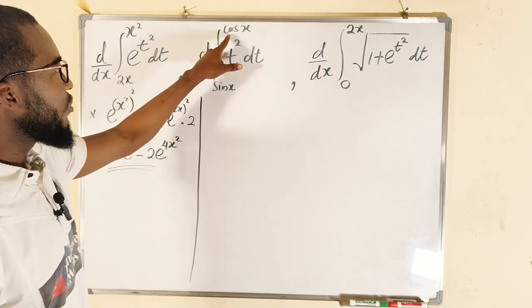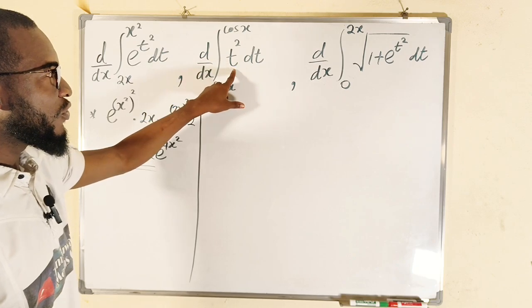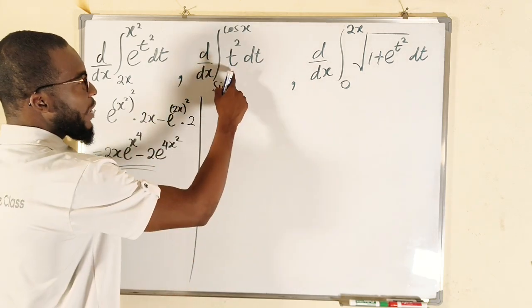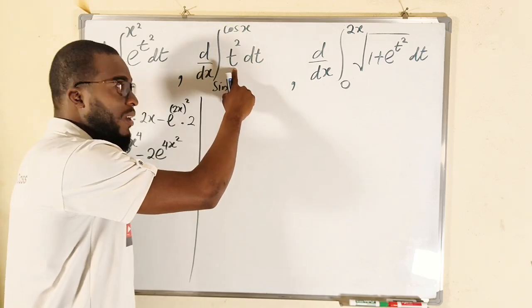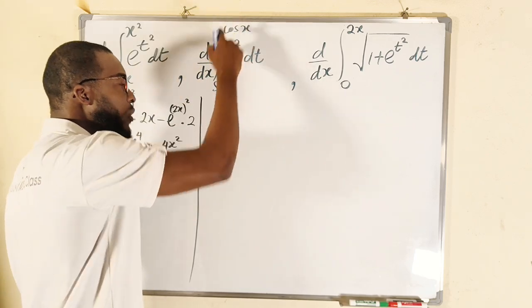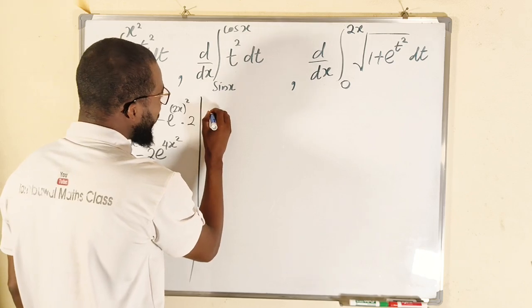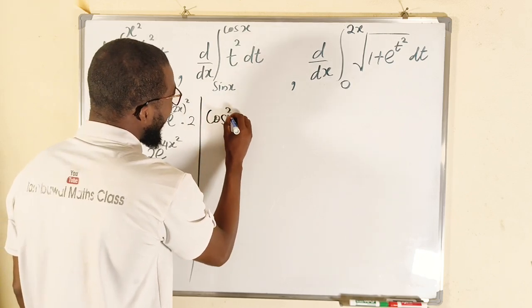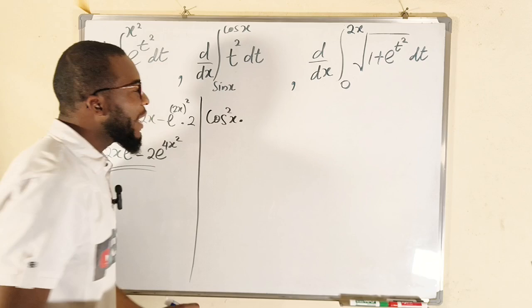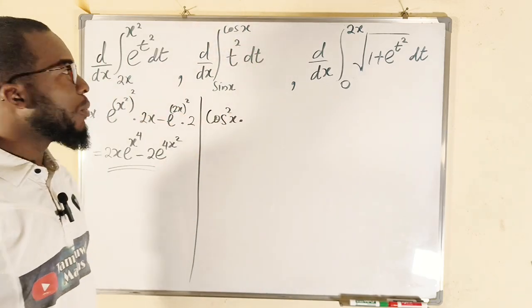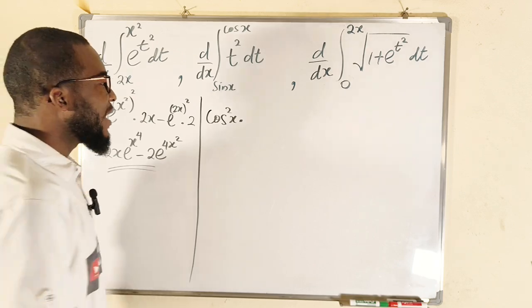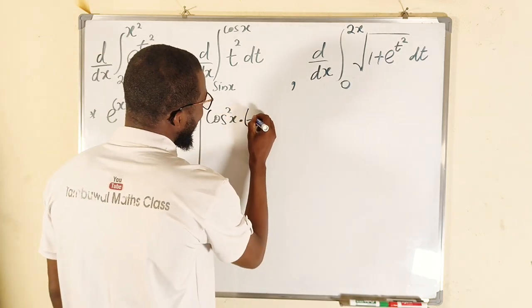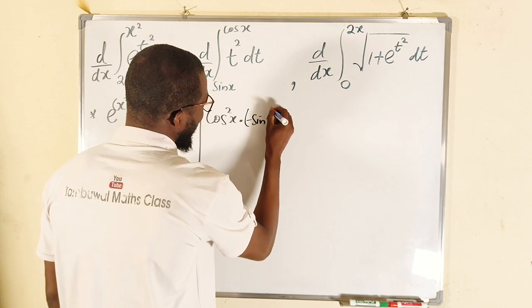So instead, we are going to substitute the upper limit into the function t squared. So we have cosine x squared, because cosine x is replacing t. So this is t squared, so we will be having cosine squared x, right? So this is cosine squared x. Then multiply by the derivative of the top. Once you differentiate cosine x, you are going to obtain negative sine x. So we have negative sine x.